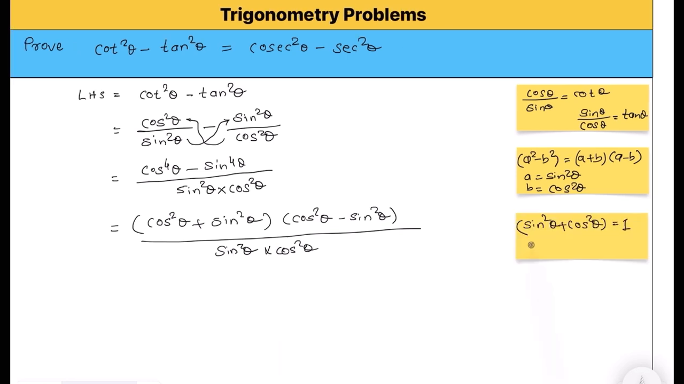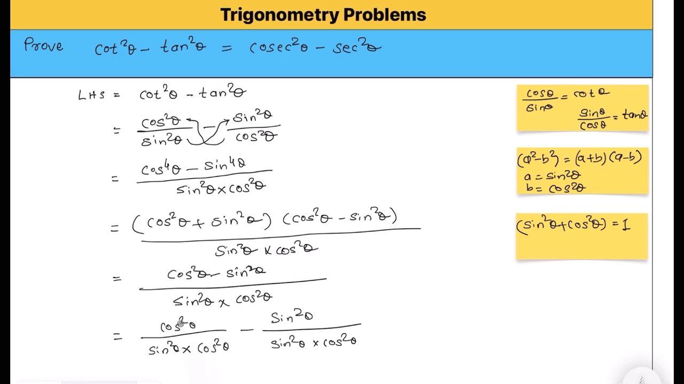Again, we have seen so many times previously, sin square theta plus cos square theta is equal to 1. So replacing this cos square theta plus sin square theta by 1, we get cos square theta minus sin square theta, which remains as it is, upon sin square theta into cos square theta.